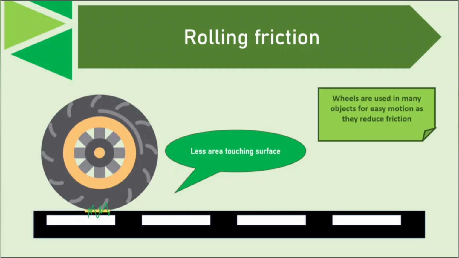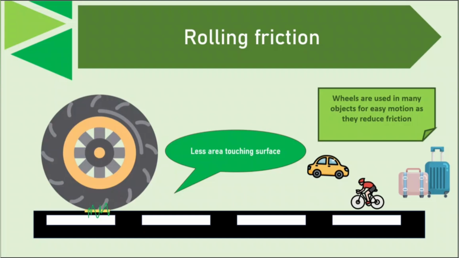Like you can even consider balls or tires over here. And a few examples of rolling friction are different vehicles like car, bicycle, and also luggages with wheels. Have you ever wondered why your trolley bags have wheels on them?